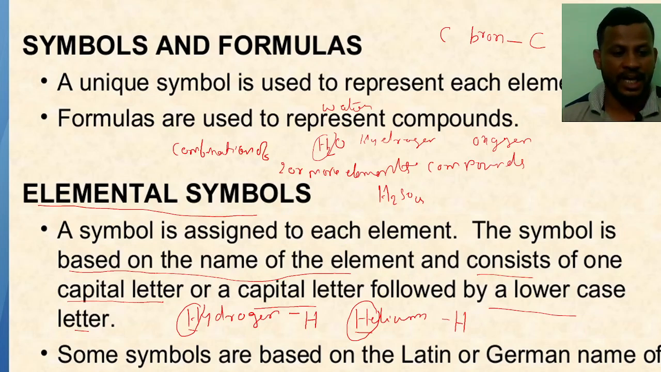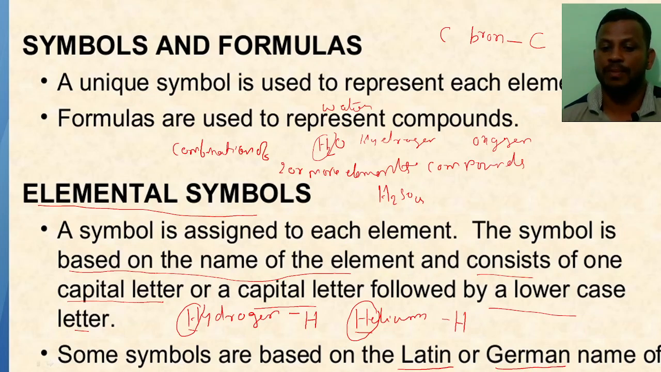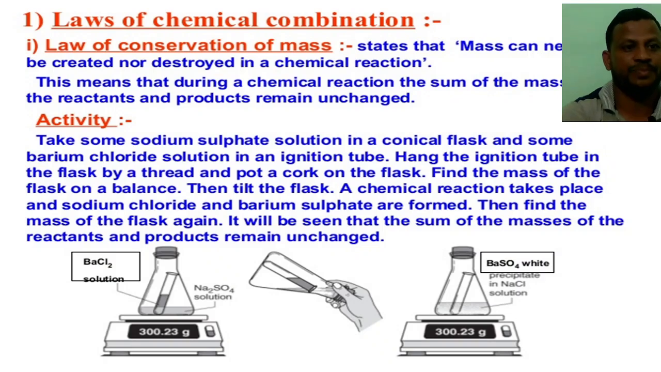Next, some symbols are based on Latin and German names also. In the periodic table, we can see a lot of elements that are represented by German names or Latin names, right?